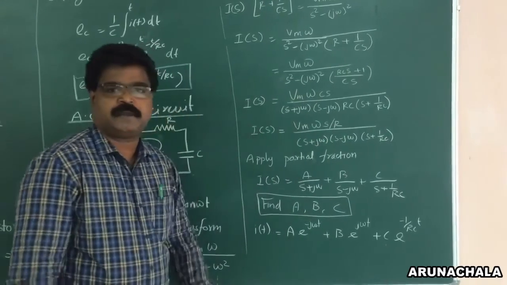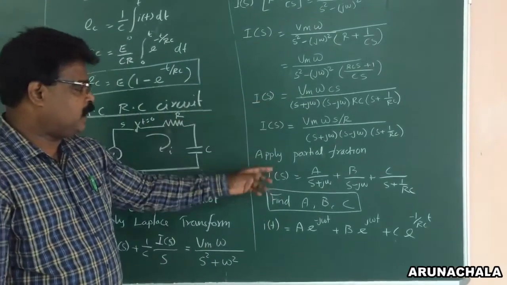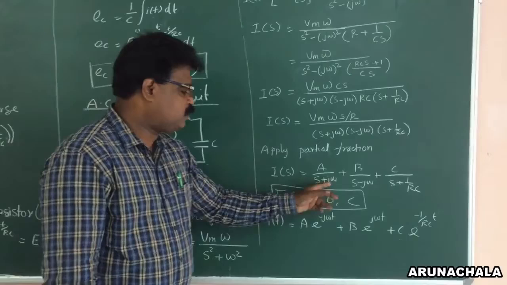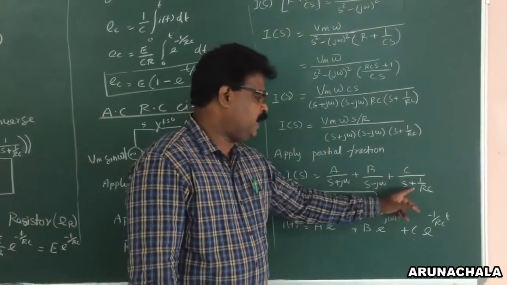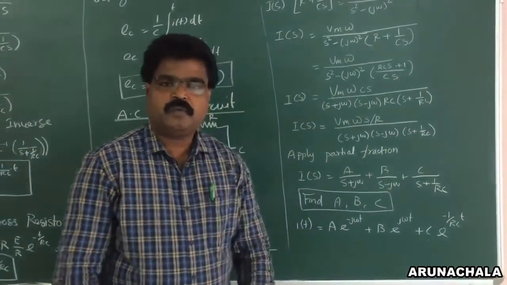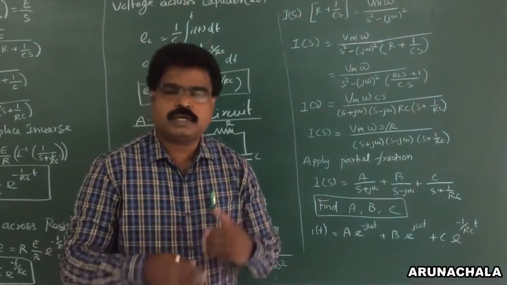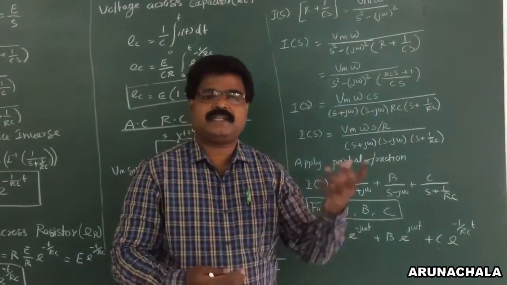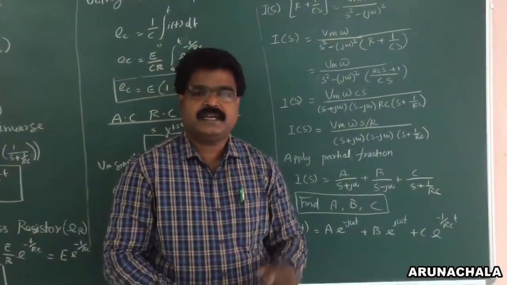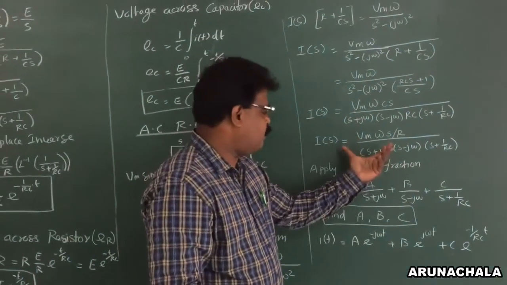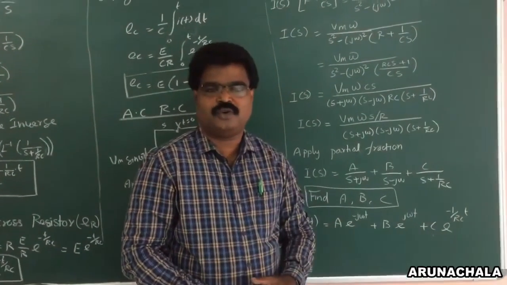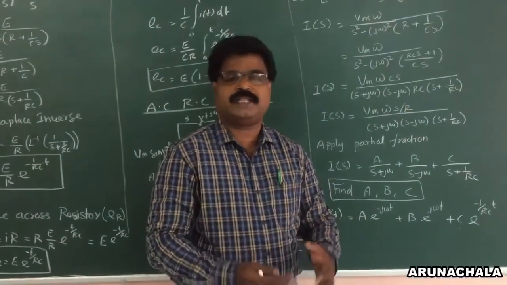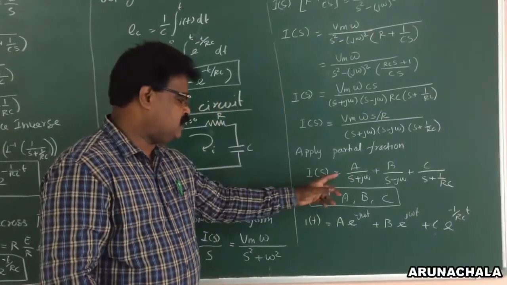Then you have to go for partial fractions. Apply partial fraction: I of S is equal to A divided by S plus j omega, plus B divided by S minus j omega, plus C divided by S plus 1 by RC. You find the value of A, B, C, whatever method you know. In the previous video we discussed a method: A is equal to I of S into the denominator of A, with the denominator of A equal to 0. You can use this method or whatever method you know. Find the value of A, B, C.